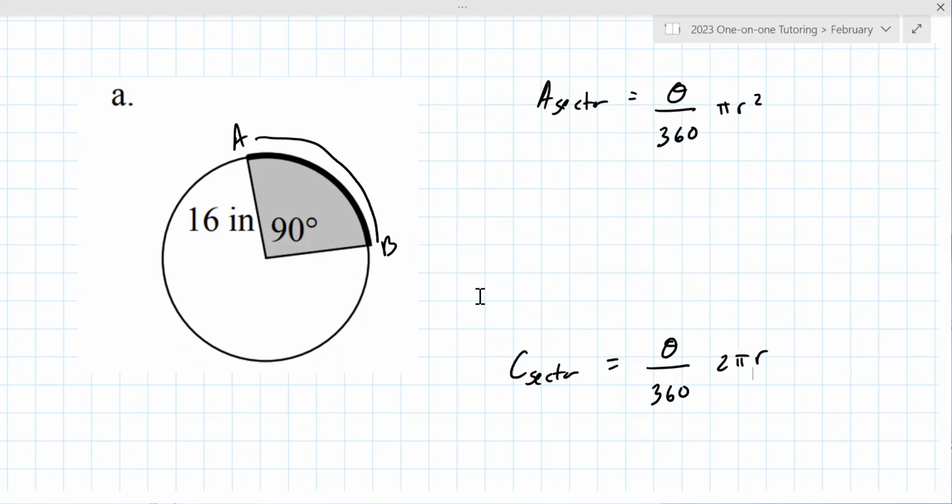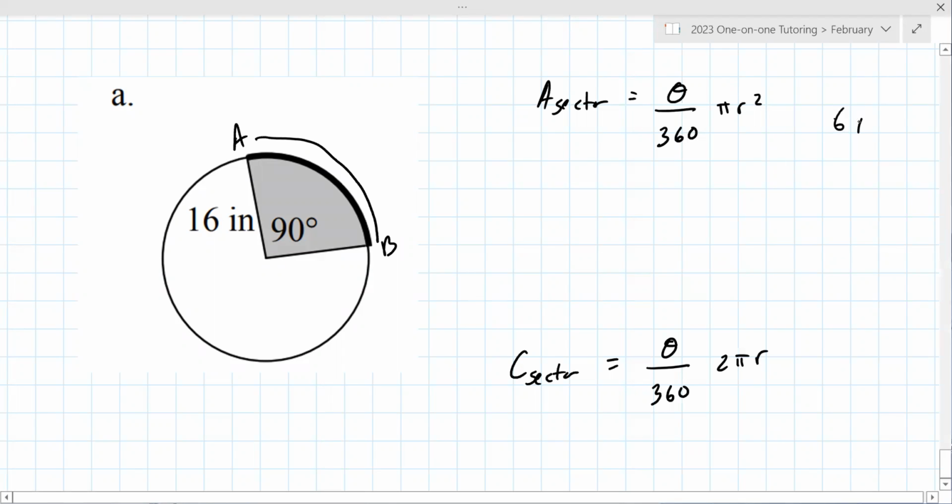64 pi and 8 pi. So this time we're going to add some units. So it's inches squared for the area. And then you said 8 pi for the length. Yes, inches. Okay, so let's take a look here.